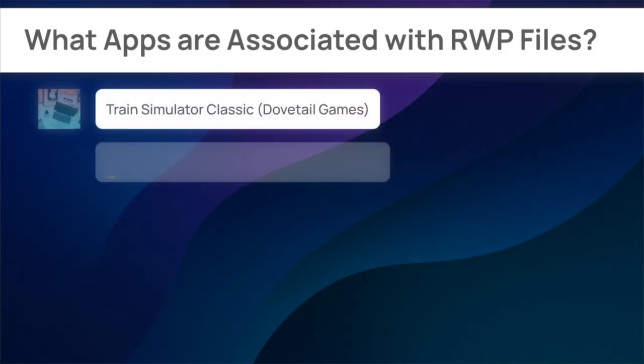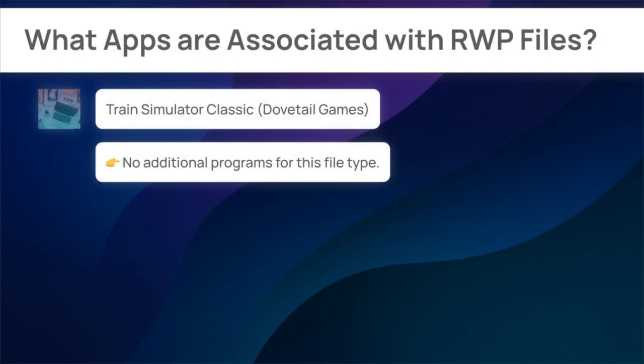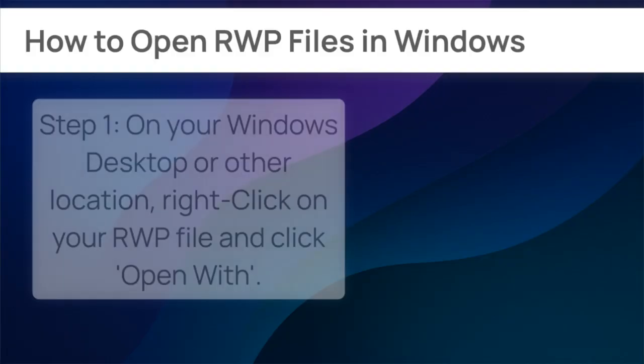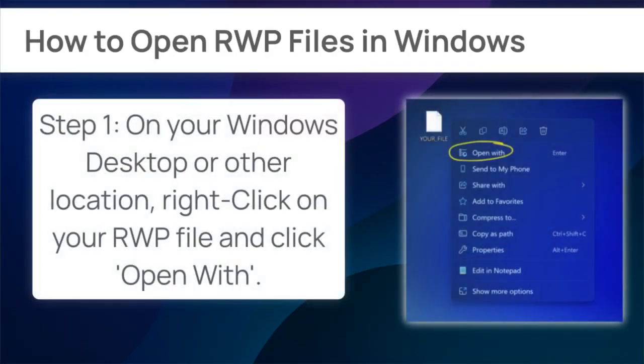The preferred application for managing the RWP file is Train Simulator Classic from Dovetail Games. The file requires external codec support that Windows does not provide natively. Windows lacks full decompression support for many archives, so extraction must be done in dedicated tools. We are performing a vital check of your system's software.